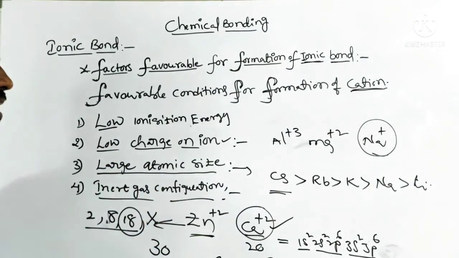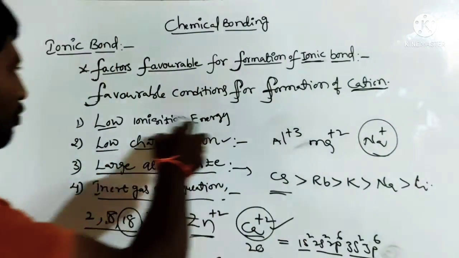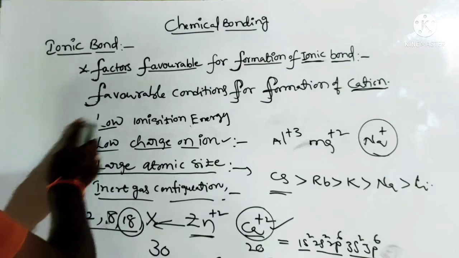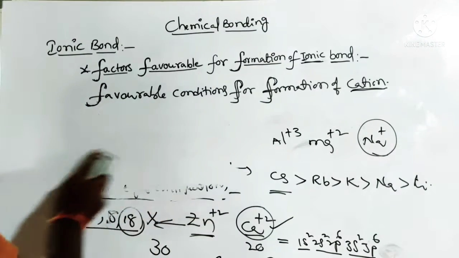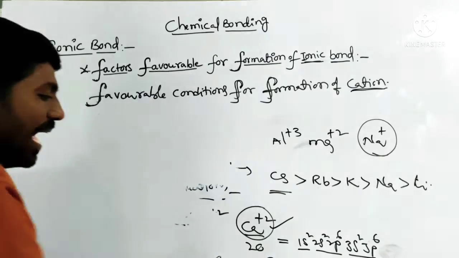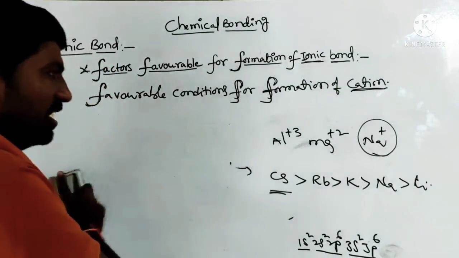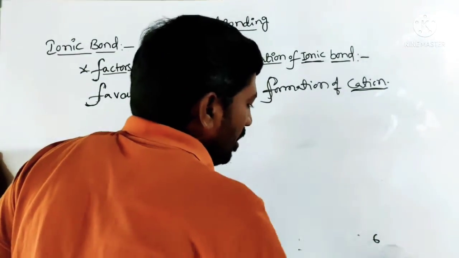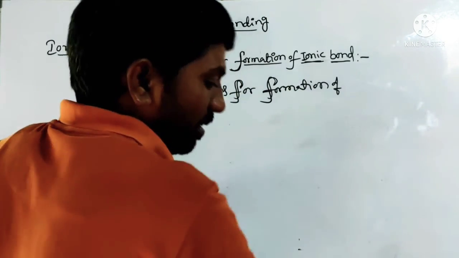So this is about the formation of cations. Now we will discuss the favorable conditions for formation of anion. There are some favorable conditions, and we will discuss them.